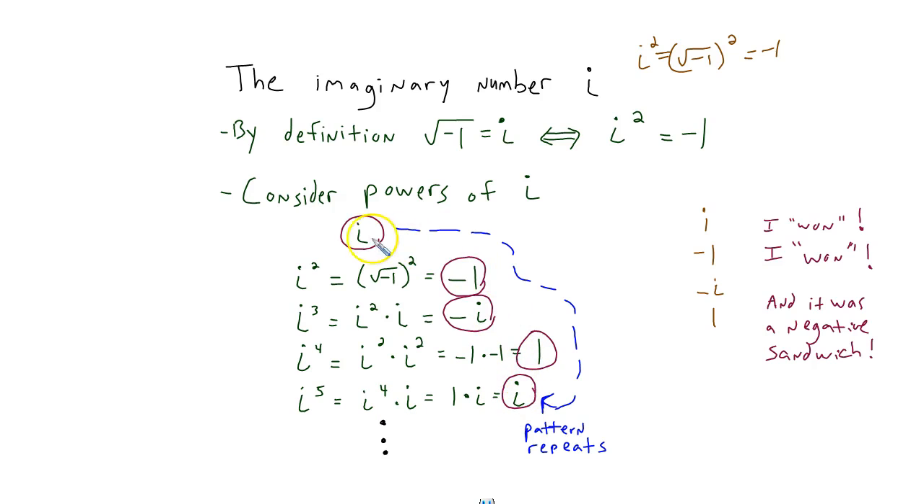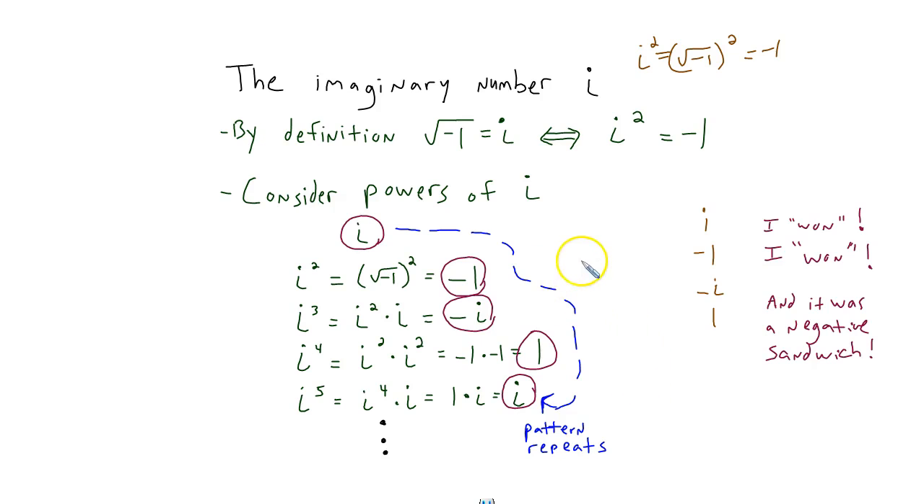So what's going to happen if we continued this is the pattern would repeat. We're back at i now. So i to the sixth would be -1. i to the seventh would be -i. i to the eighth would be 1. And if we kept going, it would start all over again. This is called a modular pattern. We're not going to talk too much about what modular patterns are, but that's what this is.